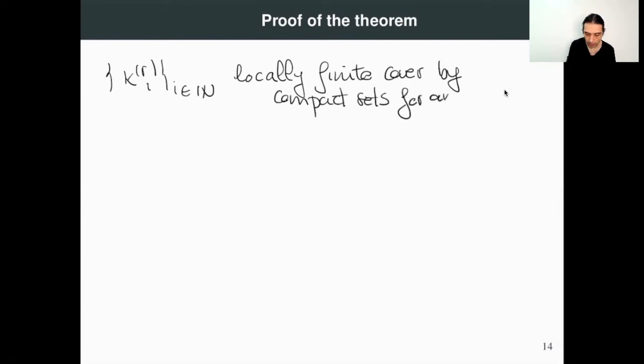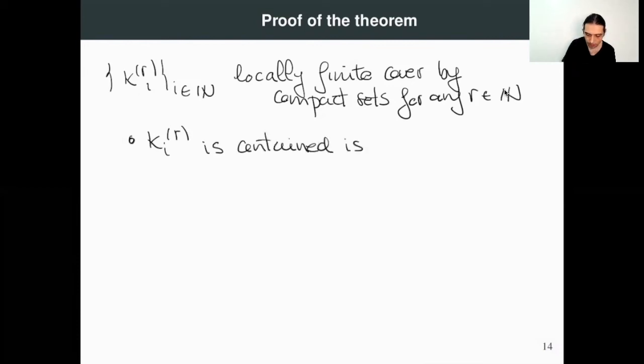Okay, for any R, for any natural number, we want that every one of the compact sets that we're considering is contained in some Kj. The Kj's are the compact sets that we already consider. We already consider one locally finite cover of our manifold by compact sets, a locally finite cover of M. Okay. We want this property and we want an additional property.